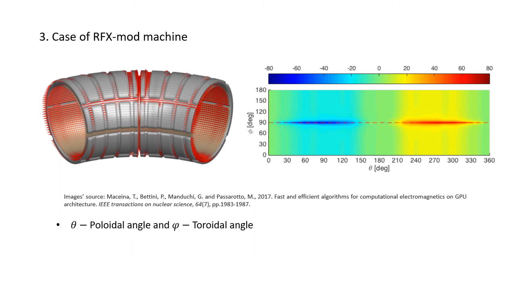Now let's consider the case of the RFX-mod machine. The picture on the left shows a piece of a shell of the RFX-mod device. The red colored cones show the direction of eddy currents.